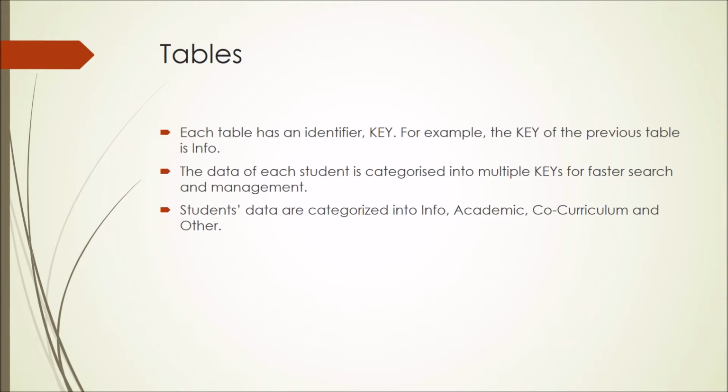Each table has an identifier, a key. For example, the key of the previous table is info. The data of each student is categorized into multiple keys for faster search and management. Students' data are categorized into info, academic, co-curriculum and other.